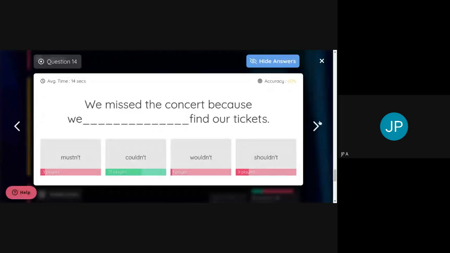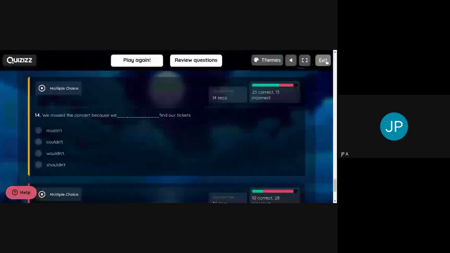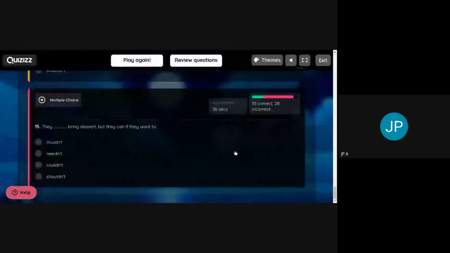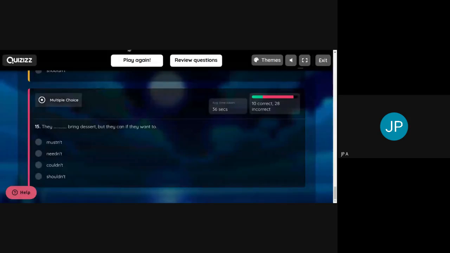Last question. They dash bring dessert, but they can if they want to. There are 10 correct answers. 28 people have got it wrong. So this is also a difficult question. They dash bring dessert, but they can if they want to. What is the correct answer? Yes, that is correct.